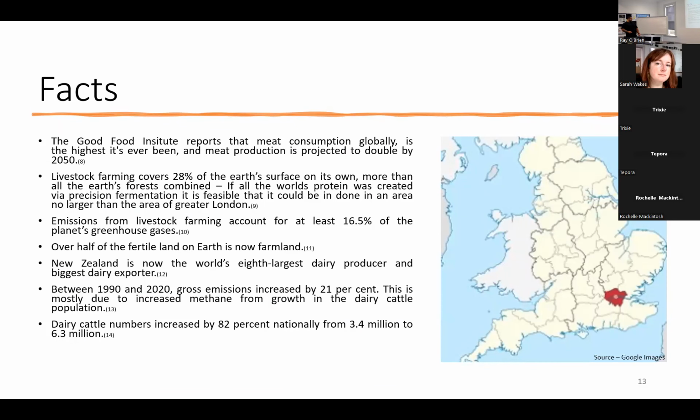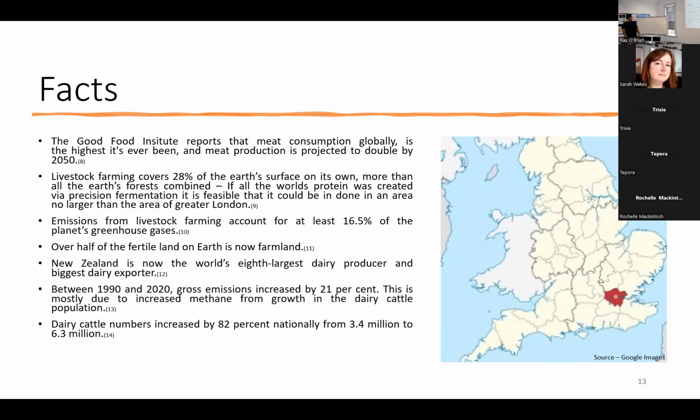So here are some facts for you. According to the Good Food Institute, meat consumption globally is the highest it's ever been. Meat production is projected to double by 2050. And if you consider the number of cows we have in New Zealand alone, this has a humongous global impact. Livestock farming now covers 28% of the Earth's surface on its own, which is more than all the Earth's forests combined. If all the world's protein was created by precision fermentation, it would be feasible to do in an area no greater than Greater London. So that would literally feed the whole world for protein. And it's not impossible, and we'll see why soon.